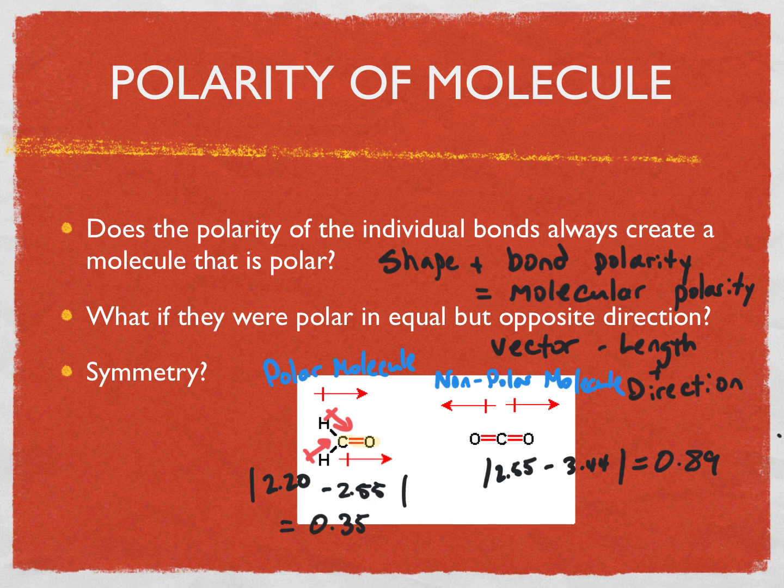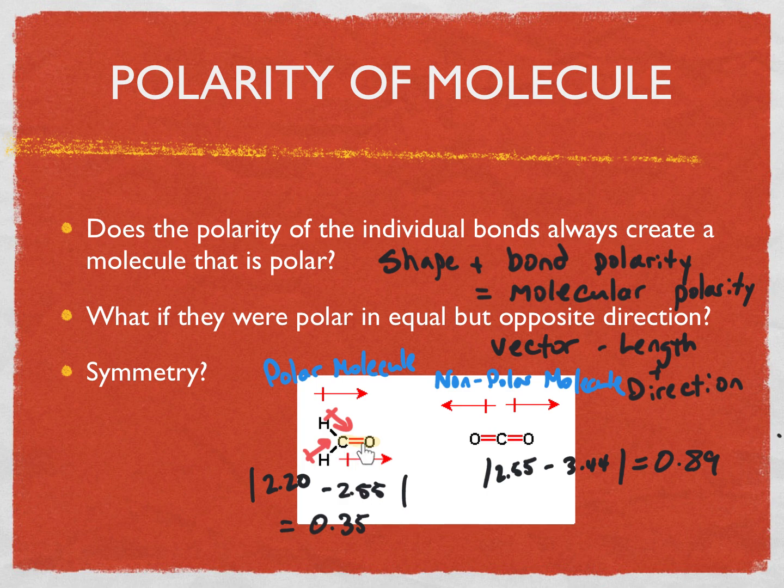But even though they're symmetrical, symmetry doesn't automatically mean nonpolar. Symmetry on the right means nonpolar because the two bonds are equal, and so they're pulling equally, or sometimes you'll see the bond dipoles going in towards the center, so they're pushing equally. But if they're pulling or pushing equally in opposite directions, then they cancel each other out, resulting in a nonpolar molecule.